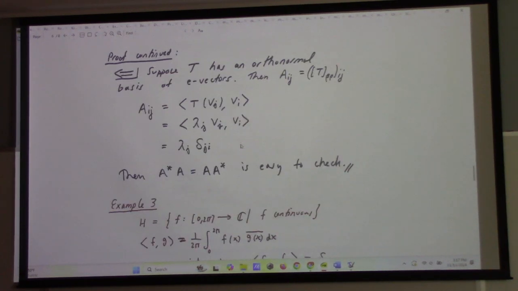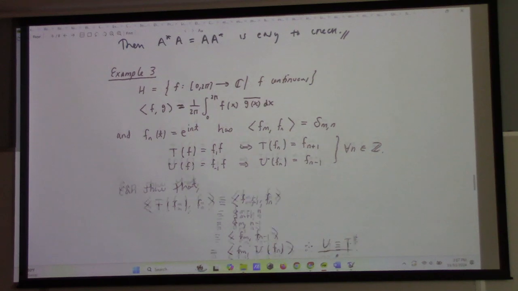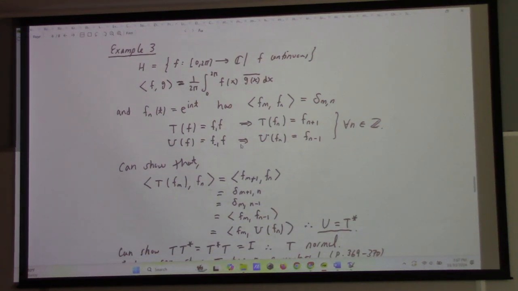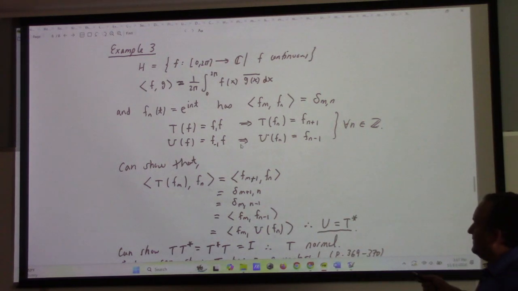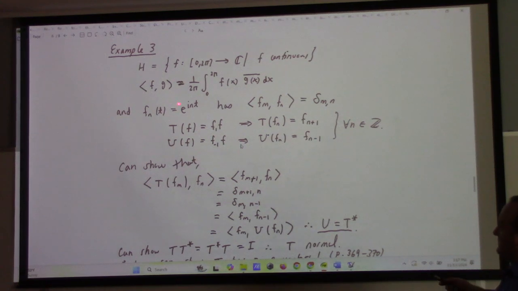Okay, so then an example of this, it's kind of interesting. The book keeps going back to this one example as its token infinite dimensional example, so it's nice. So the set of continuous complex valued functions on the interval 0 to 2 pi, there's the definition of the inner product, remember? And we have before talked about these guys as being an interesting set of linearly independent vectors. They're orthonormal with respect to this inner product.